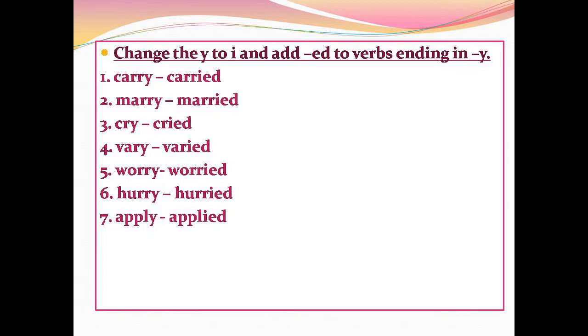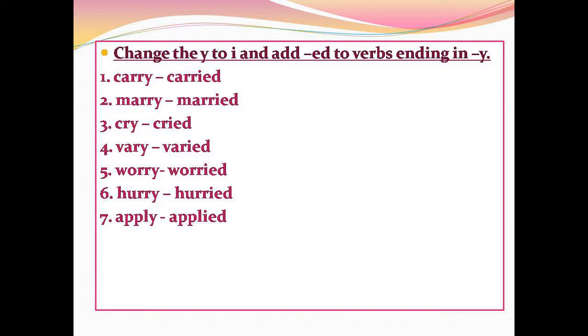Rule 4. Change the y to i and add ed to verbs ending in y. If a verb in present tense is ending in y, we need to remove that y. In place of y, we write i, then add ed to change it into the past form. For example, carry. Remove y and add ied: carried.